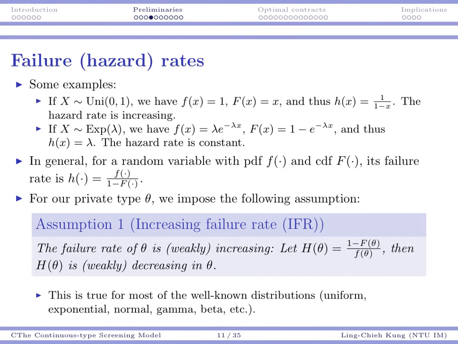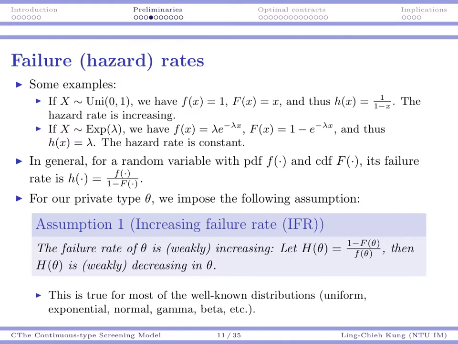Very quickly, let's talk about some examples. If your capital X is uniform between 0 and 1, then your PDF is 1, your CDF is x, and then your h of x, your failure rate, is 1 over 1 minus x. When x is 0, this is 1. When x approaches 1, this goes to infinity. You can see that your hazard rate would increase. Basically that's saying that when this machine goes on, you expect a higher rate for it to fail as time goes by.